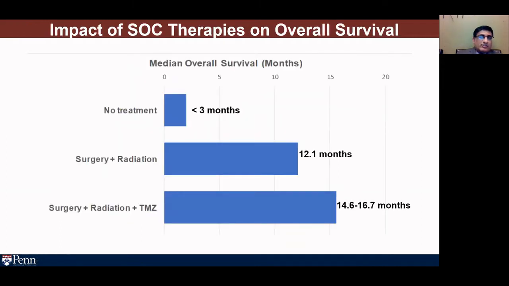What is the impact of standard of care therapies on the overall survival of patients with GBMs? When patients are not treated with any treatment modality, the overall survival is less than 3 months from the date of diagnosis. When treated with surgery and radiation, the overall survival is approximately 12 months. When treated with surgery, radiation, and chemotherapy in the form of temozolomide, which is an alkylating agent, the overall survival is approximately 14 to 16 months. As you can see, the outcome of these patients is very poor, and the 5-year survival rate is less than 5%.